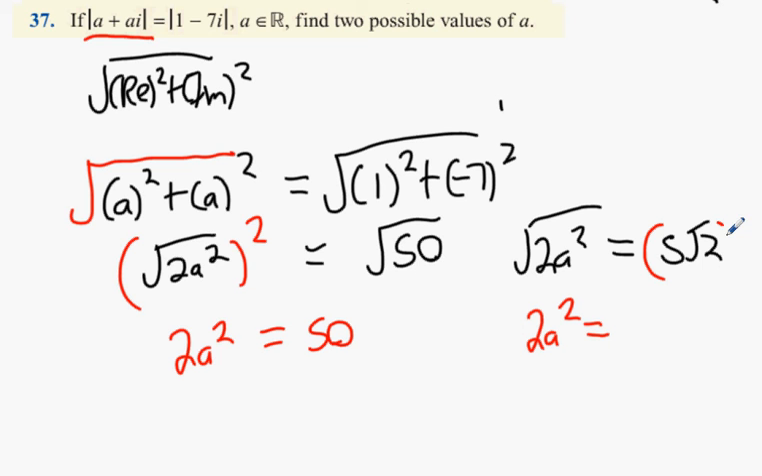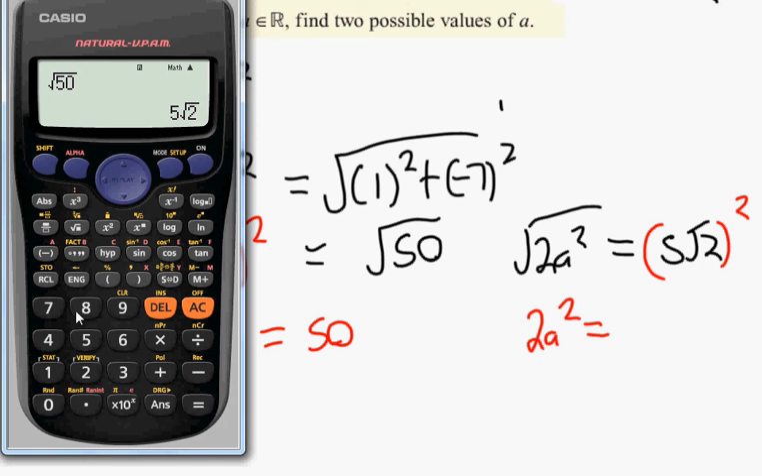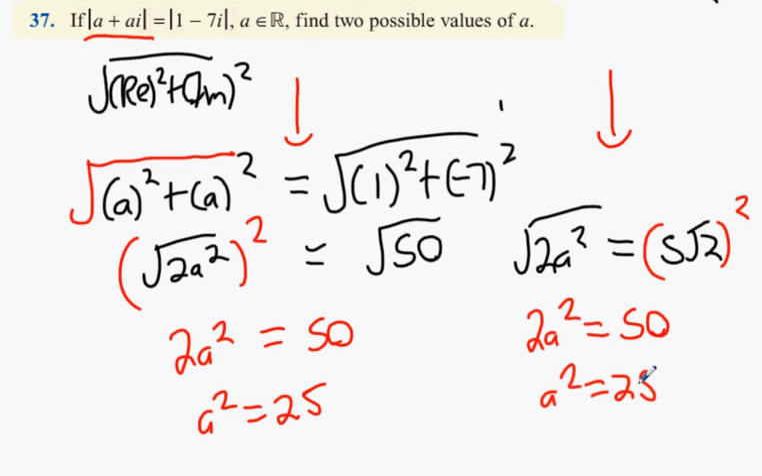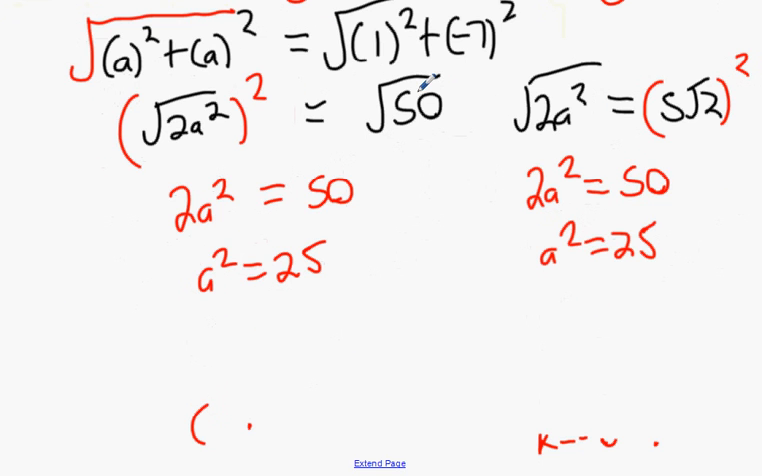Now, what happens when you square 5 root 2? You just go to your calculator and you write in 5 root 2, and you just square it out anyway. And you'll still see that you'll end up with the same equation, no matter which way you did it. So some people might have went this way, some people might have went this way, but the bottom line is all roads lead to the same destination, okay? Divide by 2 and you get a squared equals 25. And then after that, guys, what do you think your answers can be? A equals 5 or minus 5.